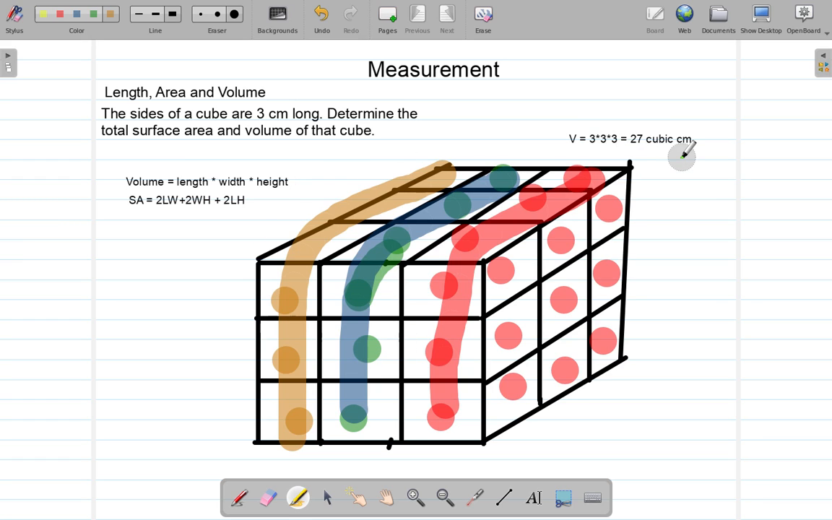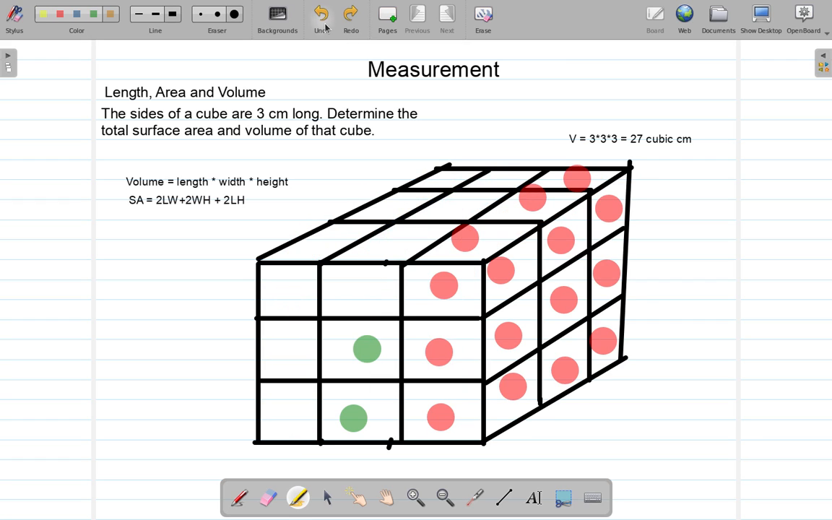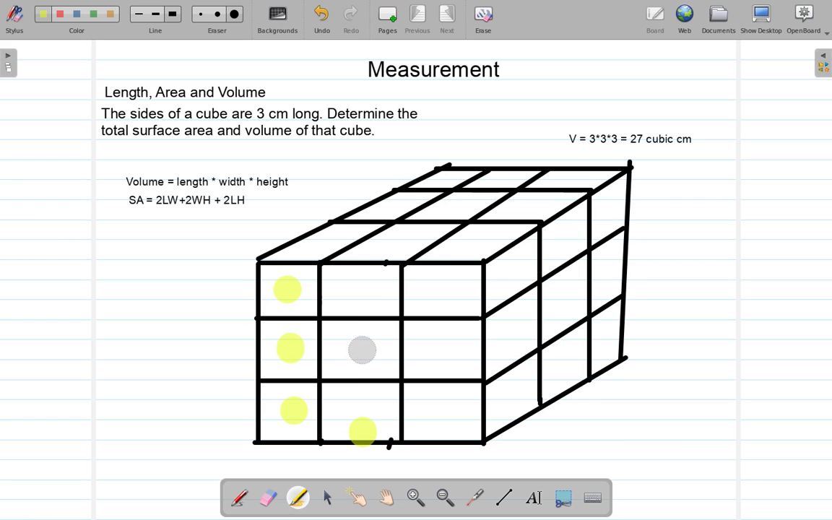But now that we see the volume, let's look at the surface area. How do we deal with the surface area of this cube? We have 1, 2, 3, 4, 5, 6, 7, 8, 9. We have 9, an area of 9 square centimeters at the front. Alright? So it's 1, 2, 3, 4, 5, 6, 7, 8, 9 at the front.